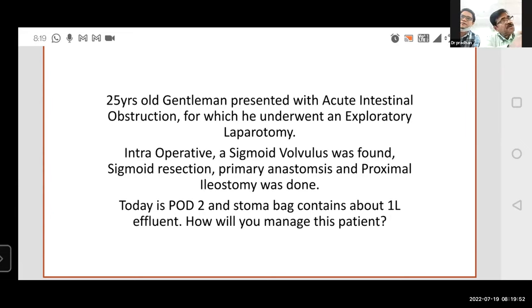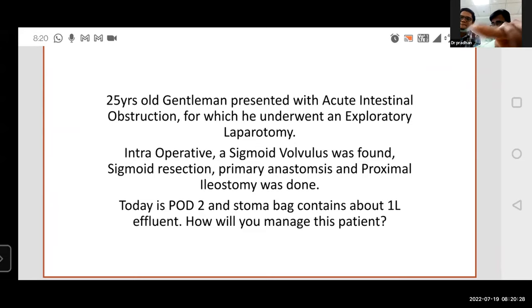So this is part of the examination, and you said you review the chart. What in the chart is important? Sir, in the chart we'll look for blood pressure, heart rate, temperature, saturation, urine output, respiratory rate. You're not mentioning the most important part: the input-output chart. That is the most important. The patient has a stoma with 1 liter of effluent being drained. The most important part to manage in this patient is to maintain a proper input-output chart.